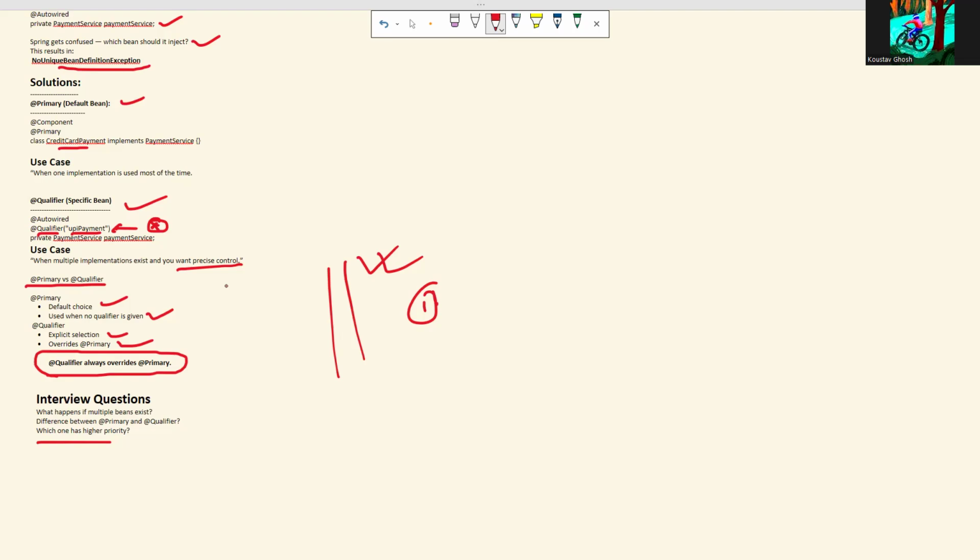So today we understood how Spring resolves multiple beans using primary for default and qualifier for specific selection. And if you understood this, you have cleared a very important Spring concept.